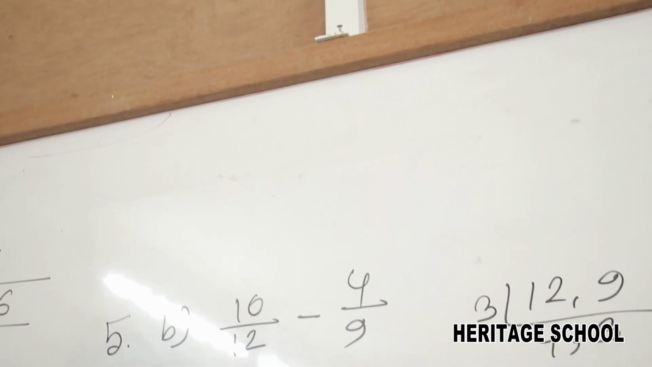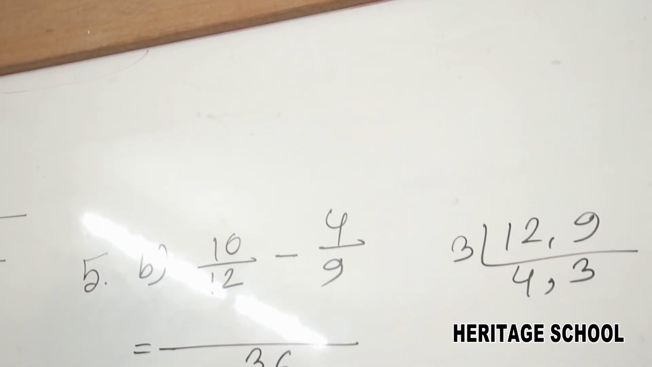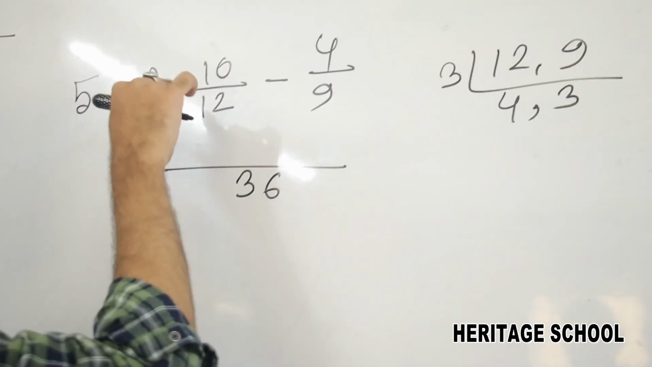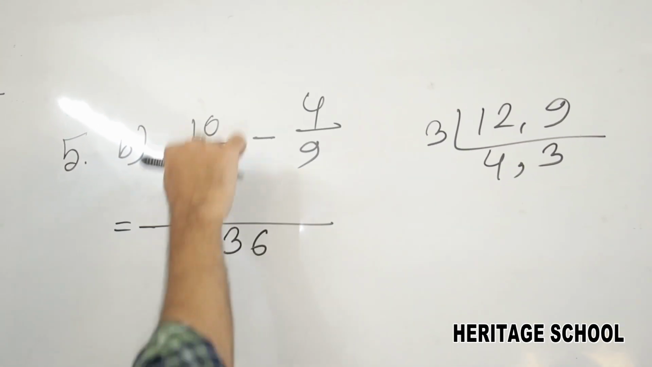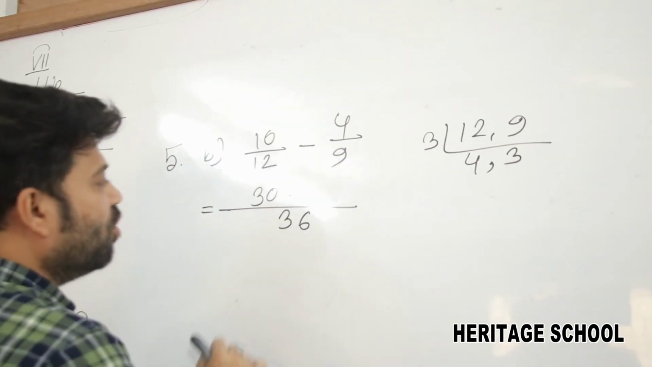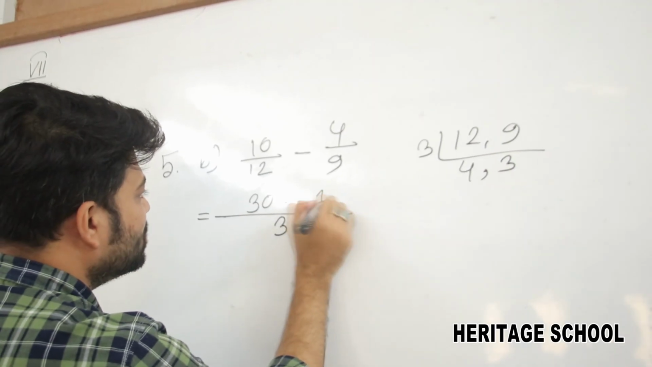So if the answer is 36, 36 works as the common denominator. The common denominator will be divided by each denominator. 36 divided by 12 is 3, and 3 multiplied by 10 is 30. 36 divided by 9 is 4, and 4 will multiply with 4. 4 4s are 16.